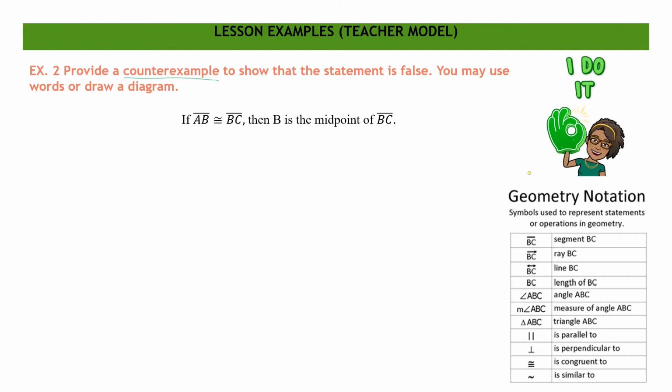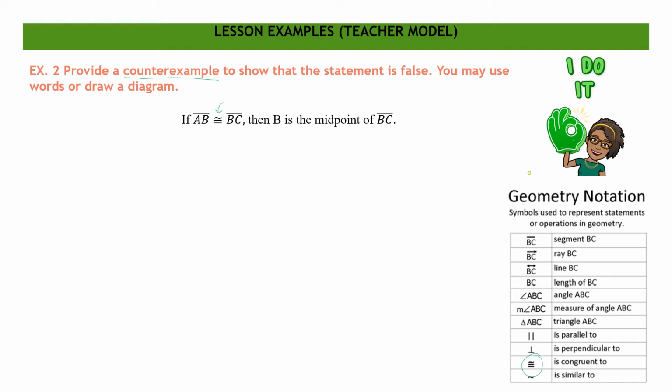If segment AB, and this little symbol right here represents congruent, we have our little geometry notation cheat sheet at the bottom here, congruent. If segment AB is congruent to segment BC, that means pretty much those two segments are the same, equal, then B is the midpoint of BC.